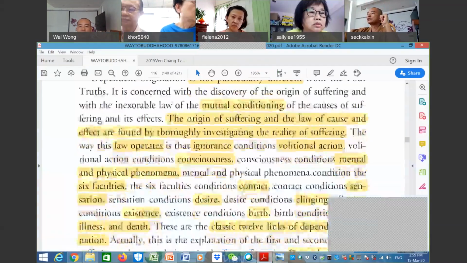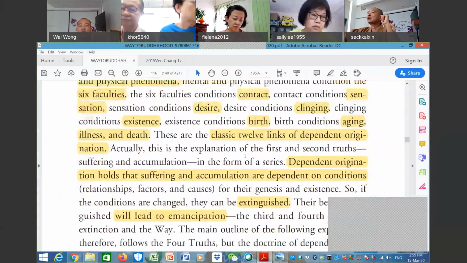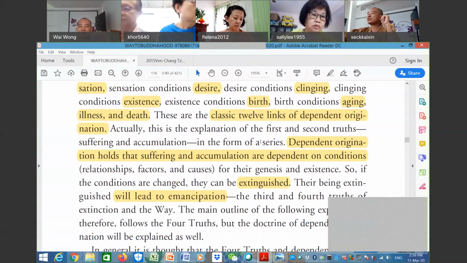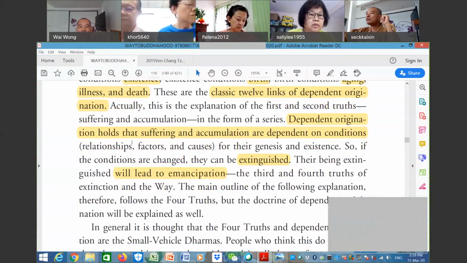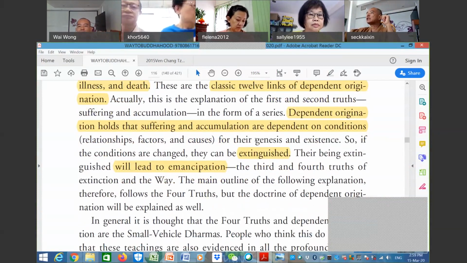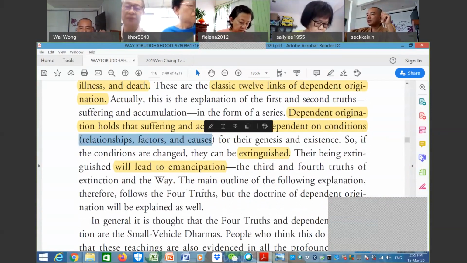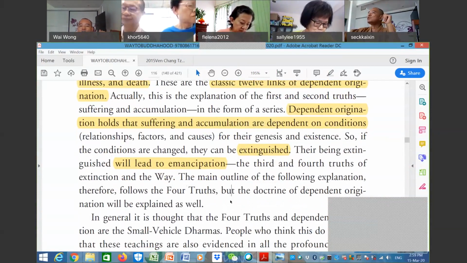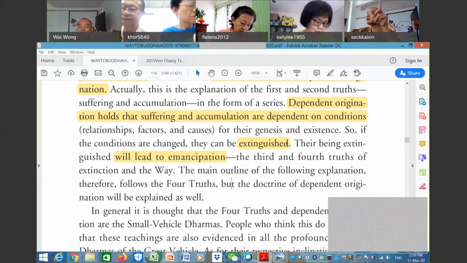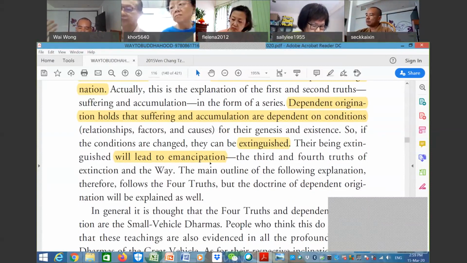Okay, let's go further. So this is the classical twelve links of dependent origination. Dependent origination holds that suffering and accumulation are dependent on conditions, meaning that everything depends on conditions. Conditions mean relationships, factors, and causes. Once you can extinguish one, the rest could be extinguished, and finally it will lead to emancipation. So this is a very good theory to explain the meditation method.